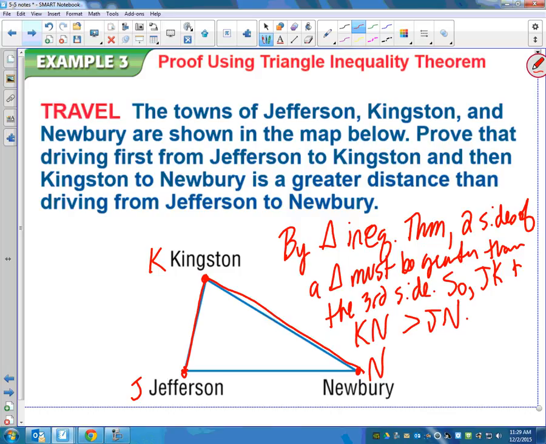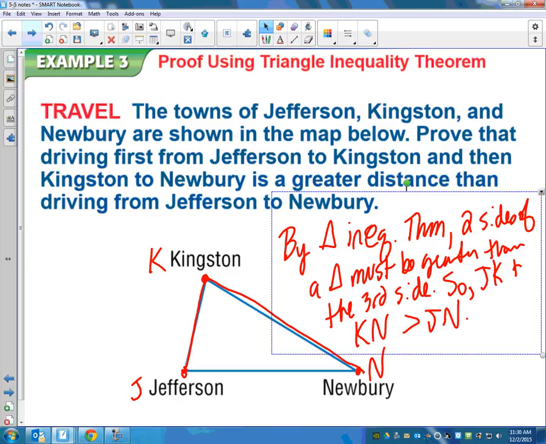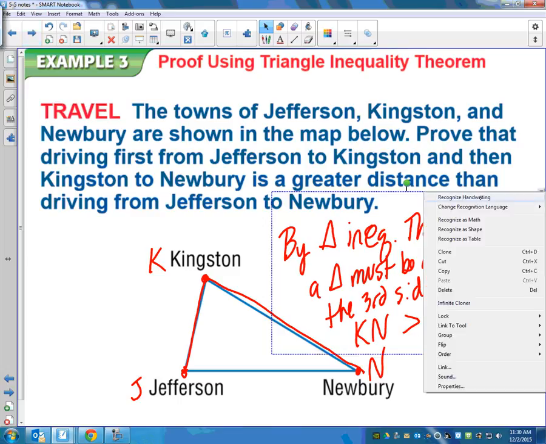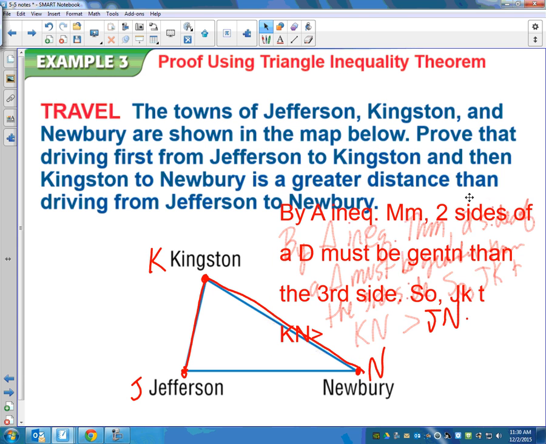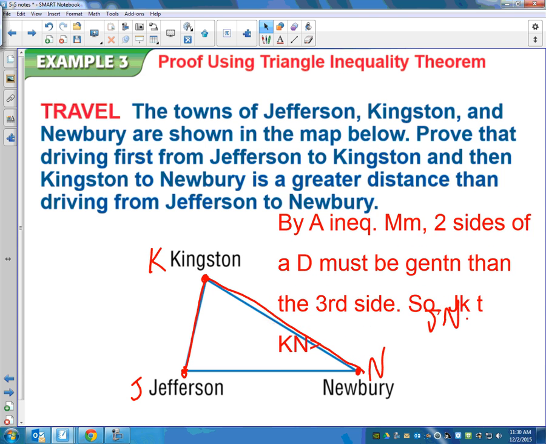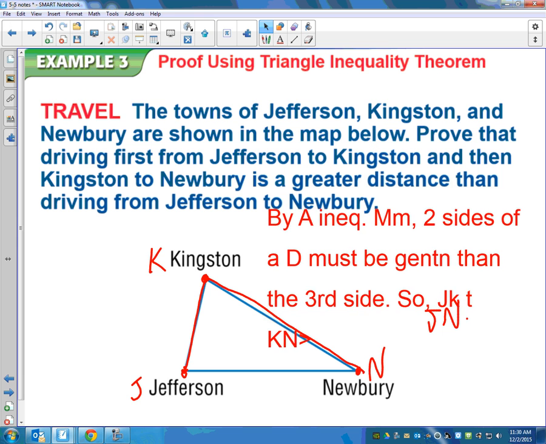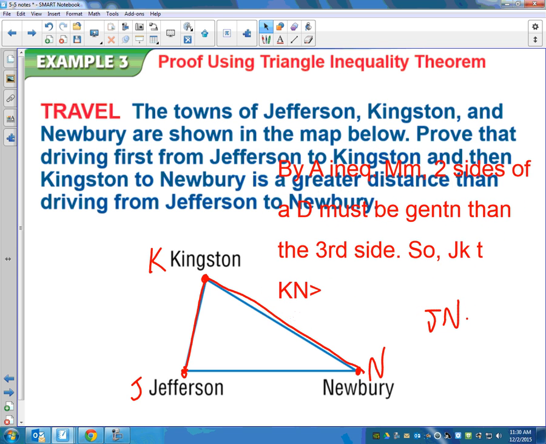Okay, I feel like it's not really like the proofs that we've been doing before. It's just like saying, I could say like JK represents the distance from Jefferson to Kingston. Blah, blah, blah. We're just going to write again. That's great. Let's translate it into this. By the triangle inequality, two sides of a triangle must be greater than the third side.